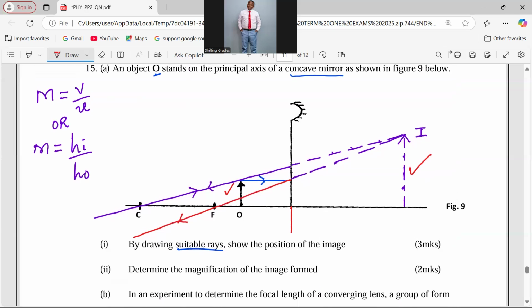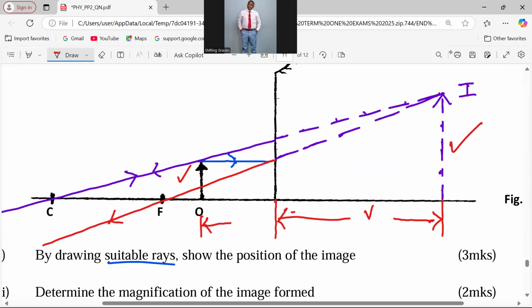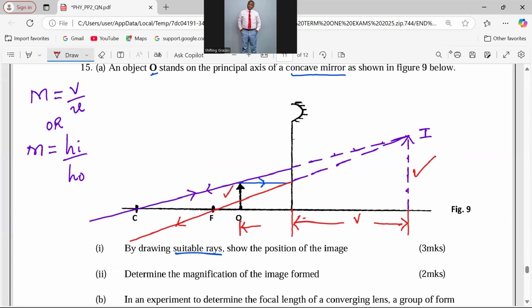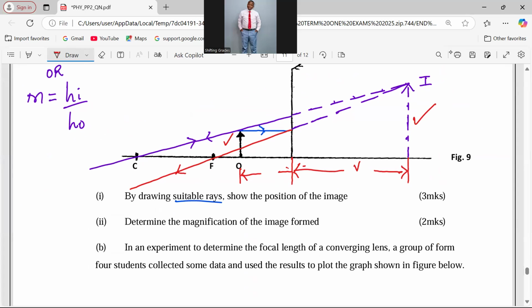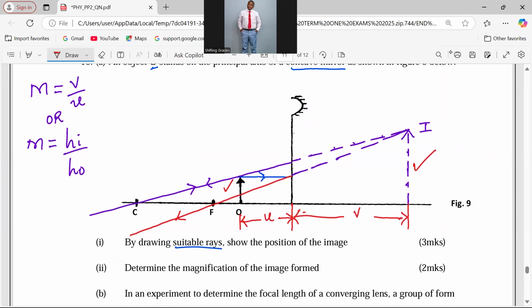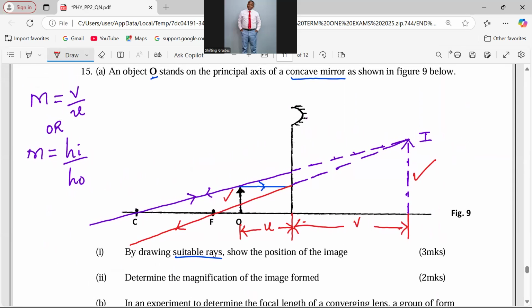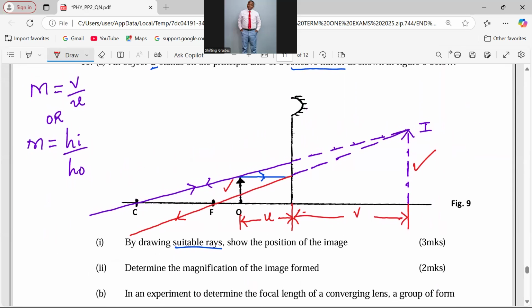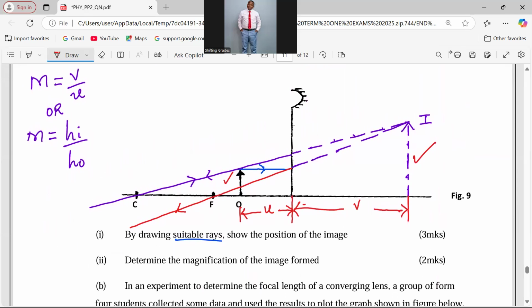Remember, image distance is where the image has been formed from the mirror. So this is a V. Then now, where the object is placed, this one will be called small letter U, which is called now the object distance. So object distance, small letter U, image distance, small letter V. So that is how we can get magnification. So using a ruler, you can construct the same.